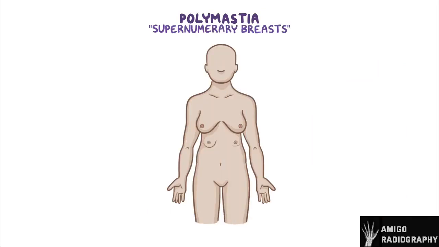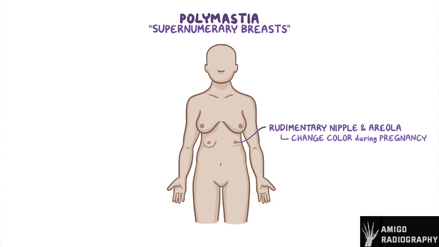A less worrisome breast clinical condition is polymastia, or supernumerary breasts. They are smaller than the usual breasts and consist of only a rudimentary nipple and areola, which can be mistaken for a mole until they change their color during pregnancy. They might even have glandular tissue that can develop during lactation.